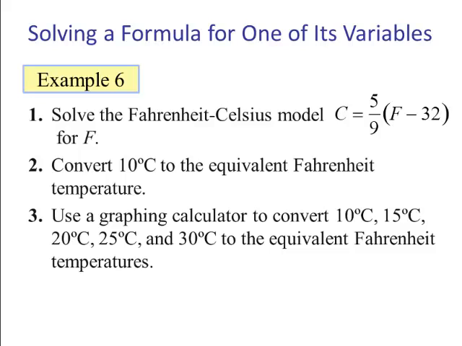Example 6. Solve the Fahrenheit-Celsius model for F. Number 2, convert 10 degrees Celsius to the equivalent Fahrenheit temperature. Number 3, use a graphing calculator to convert 10 degrees Celsius, 15 degrees Celsius, 20 degrees Celsius, 25 degrees Celsius, and 30 degrees Celsius to the equivalent Fahrenheit temperatures.